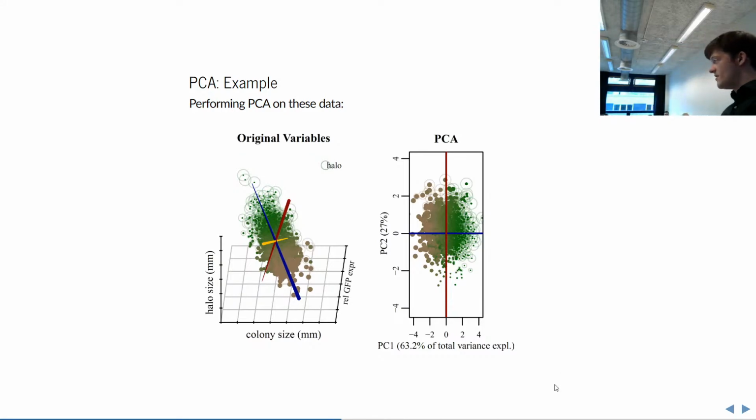So it can move in any direction linearly in these 3 dimensions, which is this blue direction. That apparently explains the largest variance if you can only move in one axis. Okay, that one is now over here. That's the x-axis. And apparently that already explains 63.2% of the entire variance in all 3 dimensions.